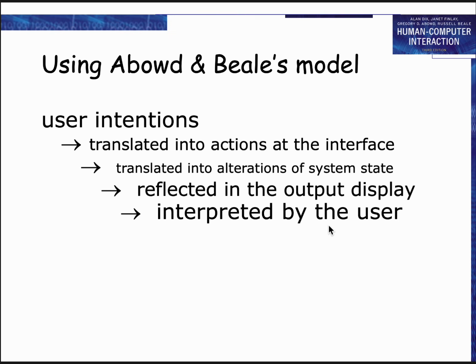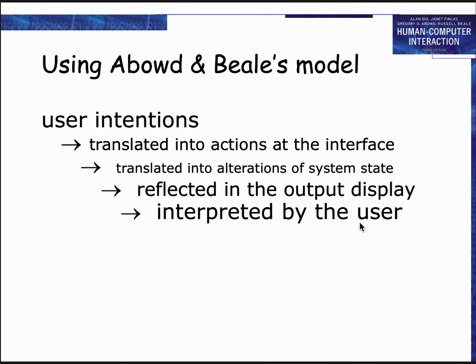Okay, now the user intentions accordingly are translated. You have it here from the model itself. You have here 1, 2, 3, 4. We have translated into actions, translated into alterations, reflected in the output, and of course, interpreted by the user. These are the major activities involved based on the model presented earlier.